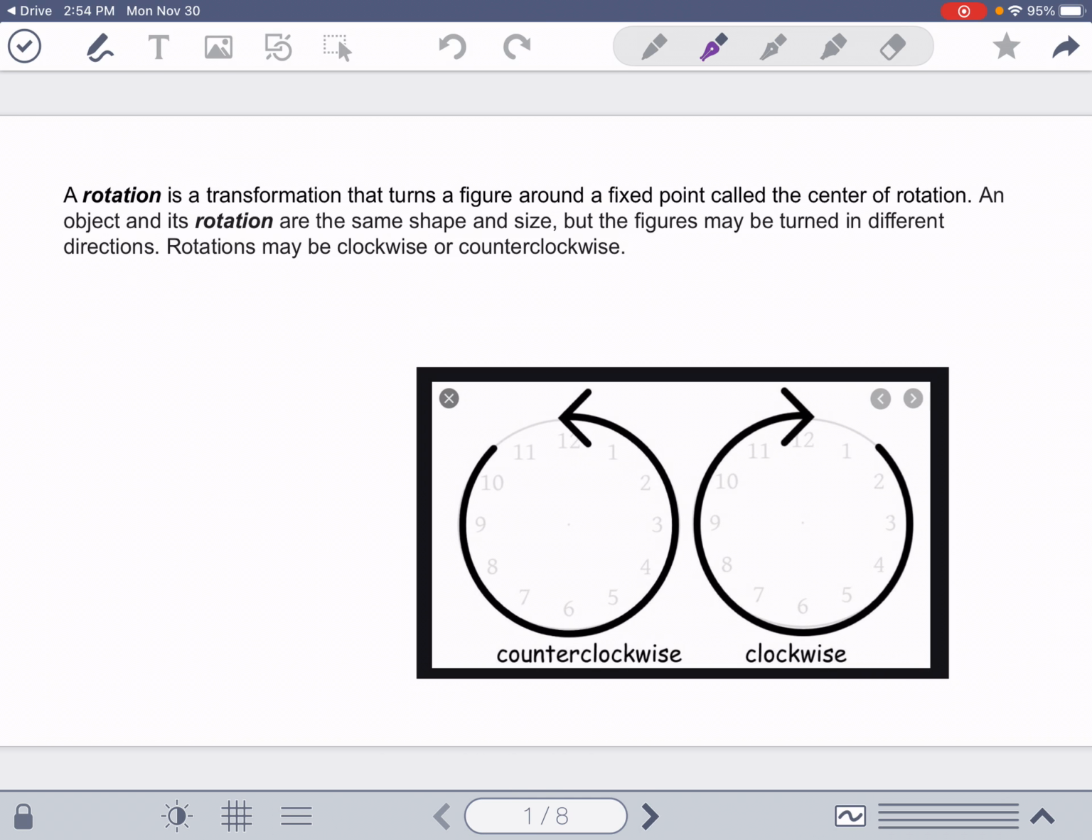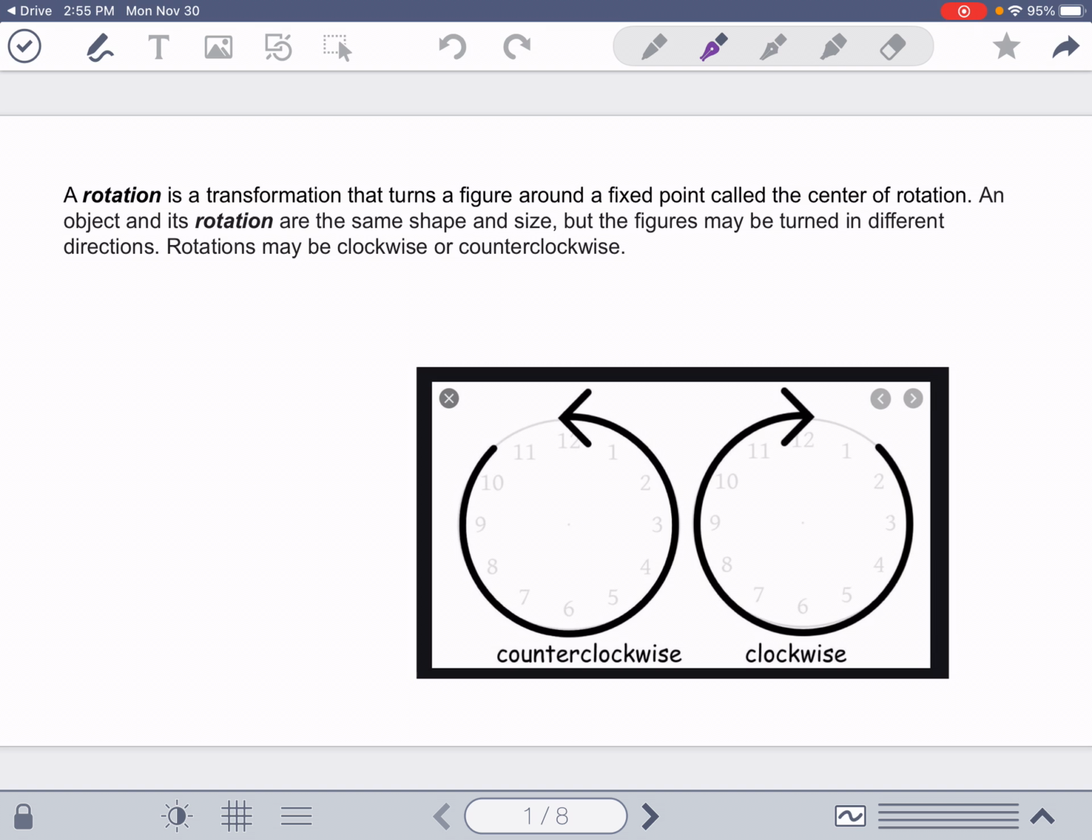All right, so rotations. A rotation is a transformation that turns a figure around a fixed point called the center of rotation. An object and its rotation are the same shape and size, but the figures may be turned in different directions. Rotations may be clockwise or counterclockwise.